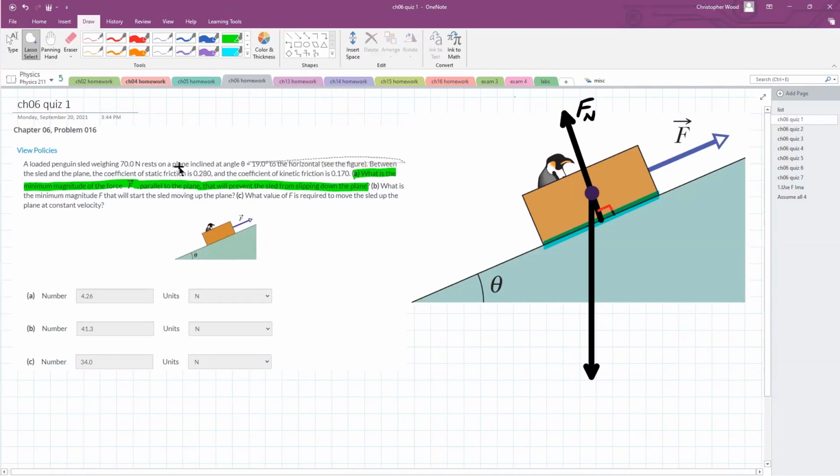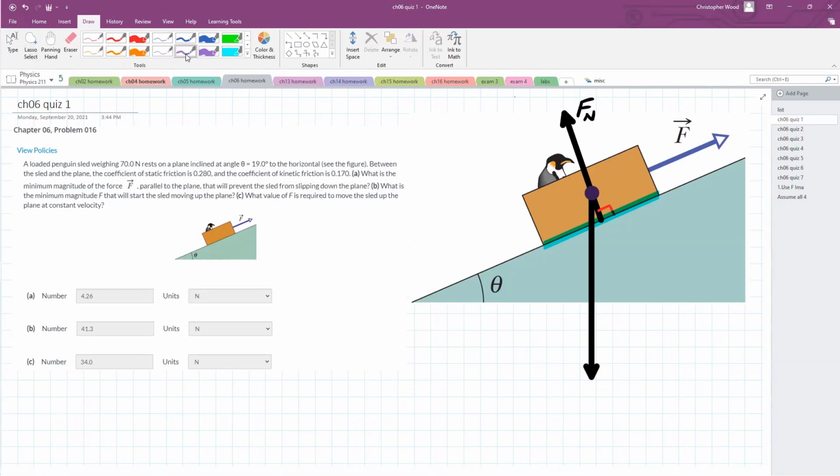And then here's where things get really thought-provoking. I'm not going to ignore friction like I did in chapter 5. But what am I going to do with friction? Here are my choices. Am I going to deal with kinetic friction or static friction? And then once I figure that out, I have to worry about the direction. This is a key point. Do I worry about kinetic friction? Do I worry about static friction? And then what's the direction?